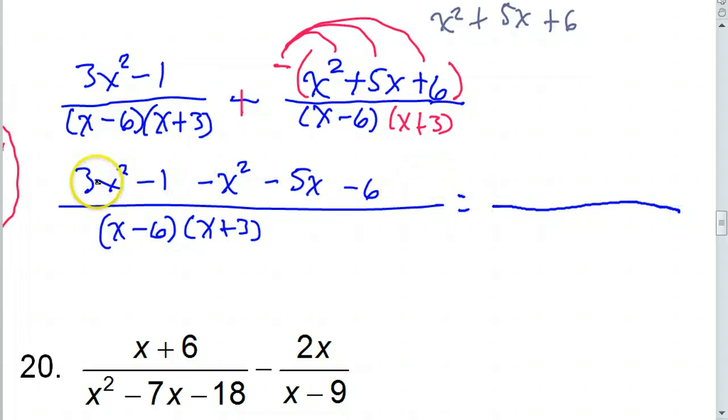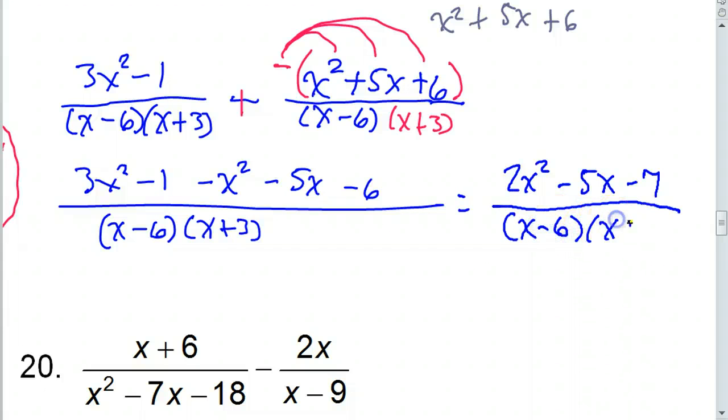Let's see. So 3x squared minus x squared, that's 2x squared. And then we have the negative 5x. And then we have negative 1 and negative 6, so that's negative 7. And then we have the x minus 6 and the x plus 3.